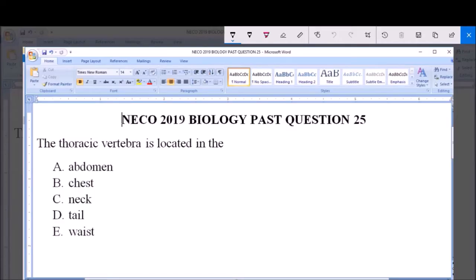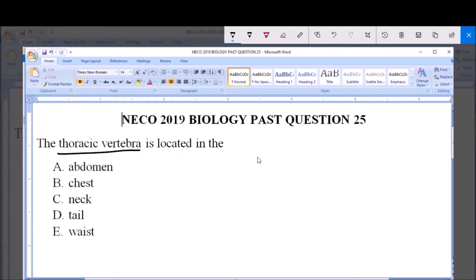Hello, good day and welcome. I will be answering NECO 2019 biology past question, question 25. The thoracic vertebra is located in the A, abdomen, B, chest, C, neck, D, tail, and E, waist. We are asked about the thoracic vertebra, that is, where is it located?